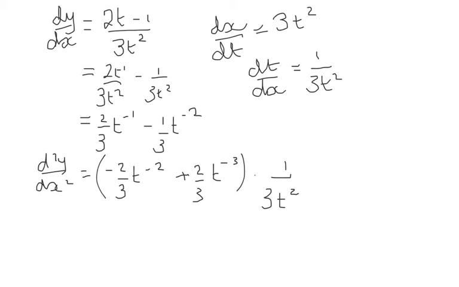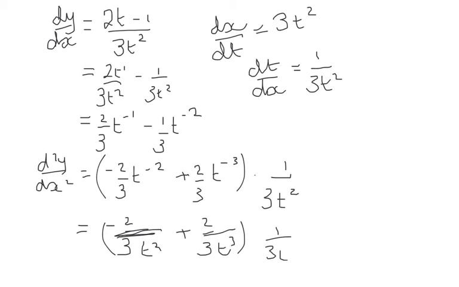Just to do some algebra to tidy this up. Negative 2/3 t squared on the denominator, 2/3 with t cubed on the denominator, 1 over 3t squared. Now on the next slide I'm going to tidy up this and finish off finding the second derivative and if it's positive, negative or 0.